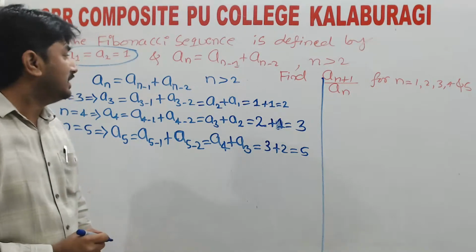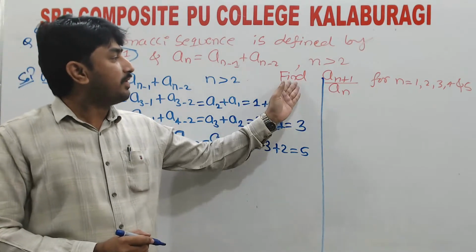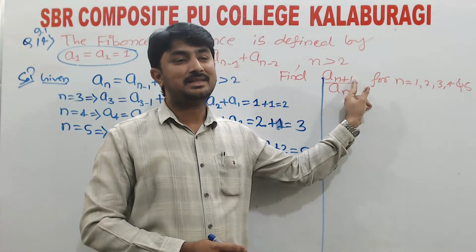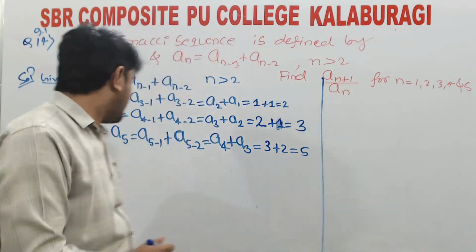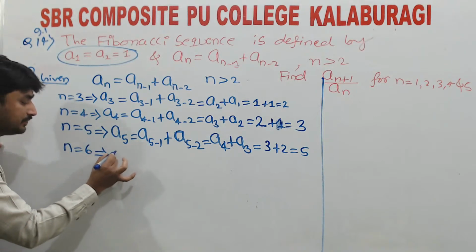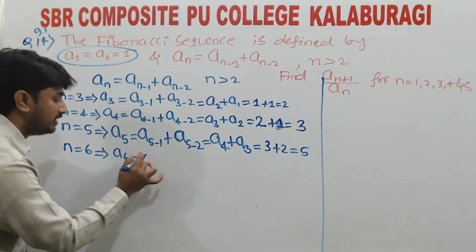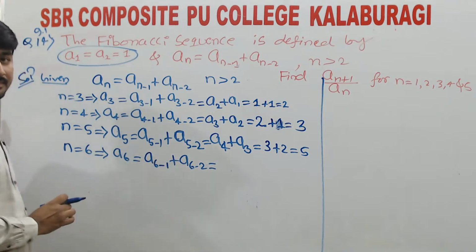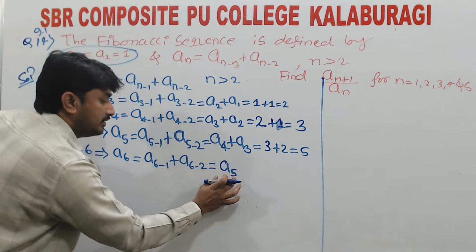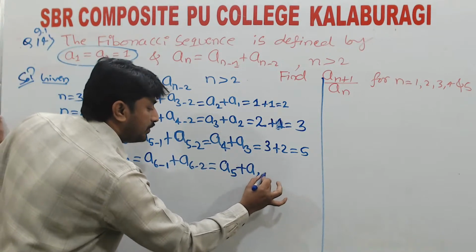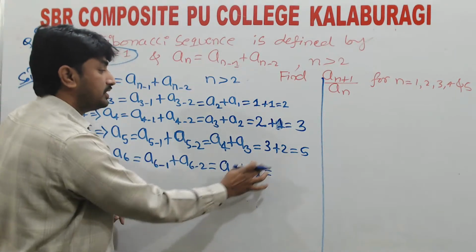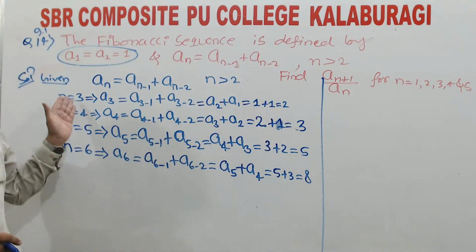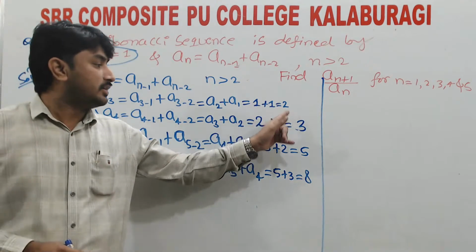But we need to find the a6 value also, since our condition is what? Find an plus 1 divided by an, which means if you put n equal to 5 here, 5 plus 1 is a6. It means we need the sixth term value also. So that's why I'm taking n equal to 6, which implies the a6 value. The sixth term value is a6 minus 1 plus a6 minus 2. In place of n I am taking 6. So the fifth term, 6 minus 1 is 5, so a5 plus a4. Here the fifth term value is 5 and the fourth term value is 3. Therefore 5 plus 3 is equal to 8.